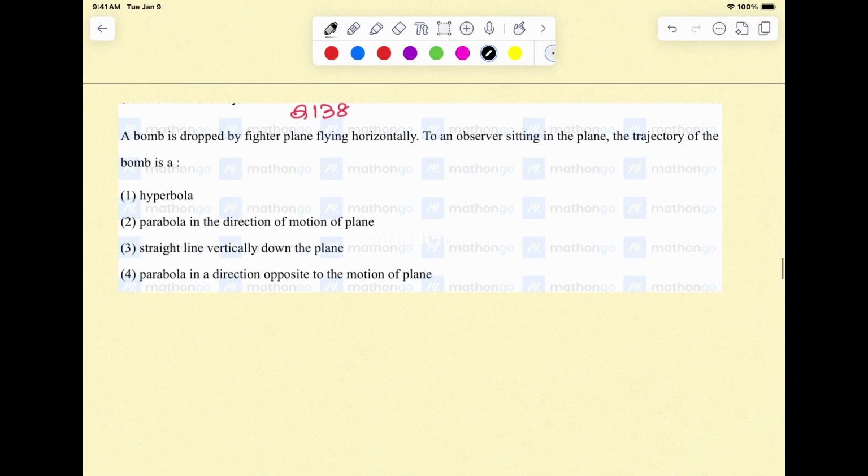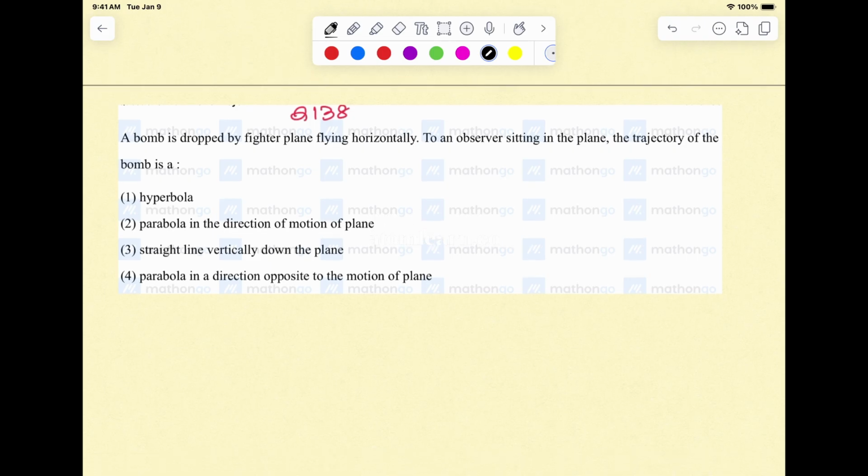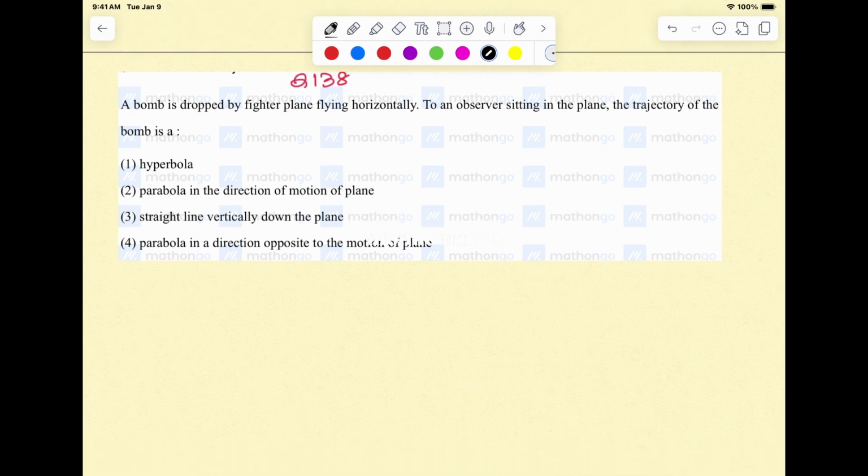A bomb is dropped by a fighter plane flying horizontally. To an observer sitting in the plane, the trajectory of the bomb is what? Now this is a question on relative velocity. It's like this: a horizontal projectile from a particular height is released with velocity u. It is going to take a parabolic path to the ground. Whereas for the man sitting inside the plane itself, how does the path look?